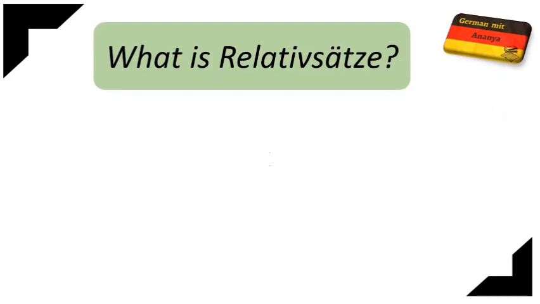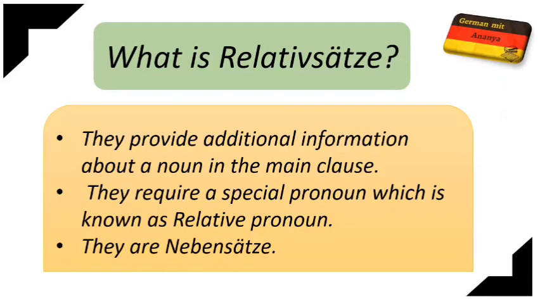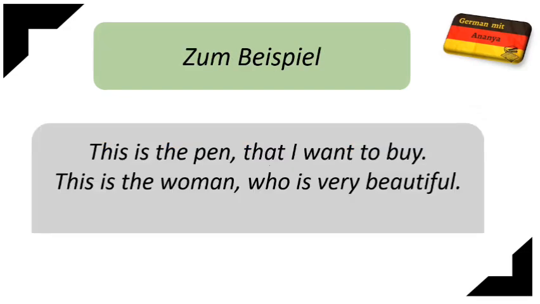So what are Relativsätze? They provide additional information about a noun in the main clause. They require a special pronoun, which is known as a relative pronoun, and yes, they are Nebensätze. For example, this is a pen that I want to buy. In this sentence, you can see there is something relating to each other. What is common in both sentences is the pen. In these types of sentences, we will use Relativsätze.